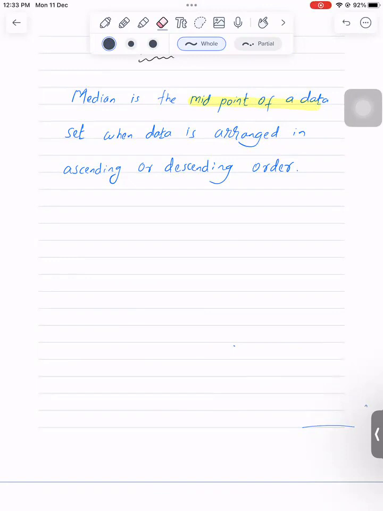Okay, now let me change the data set. Let's say now the new data set I'm giving to you: 1, 3, 5, 7. Please calculate the median. What will be the median of this data set?